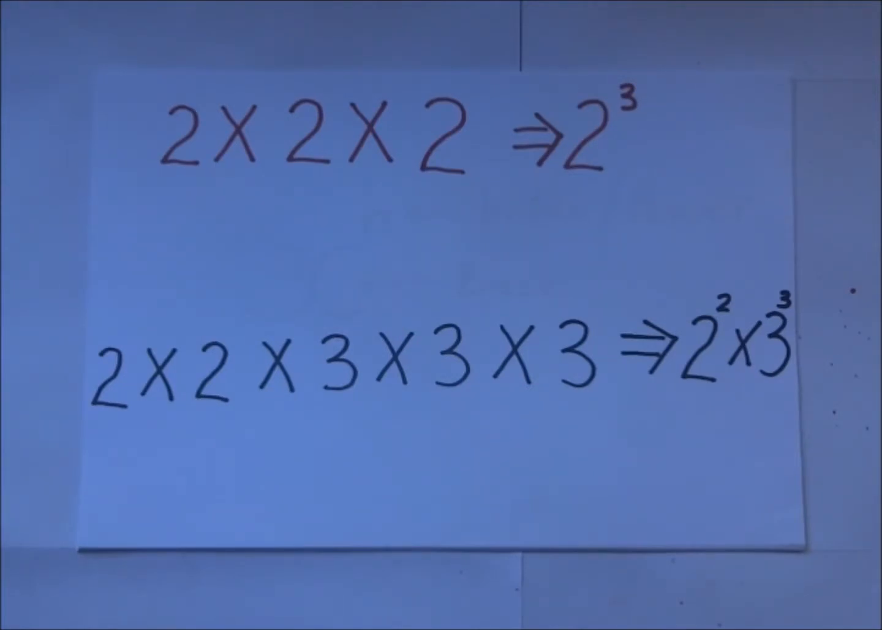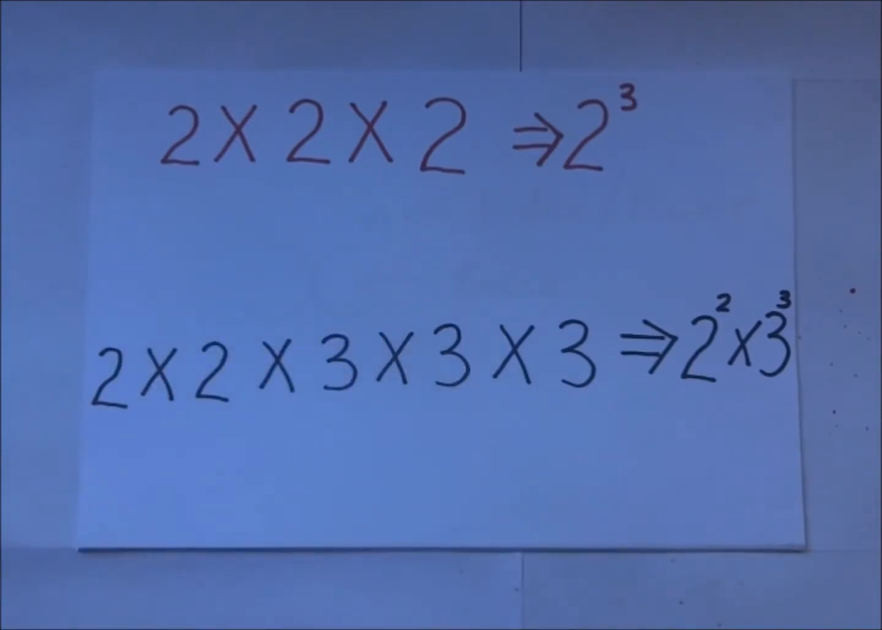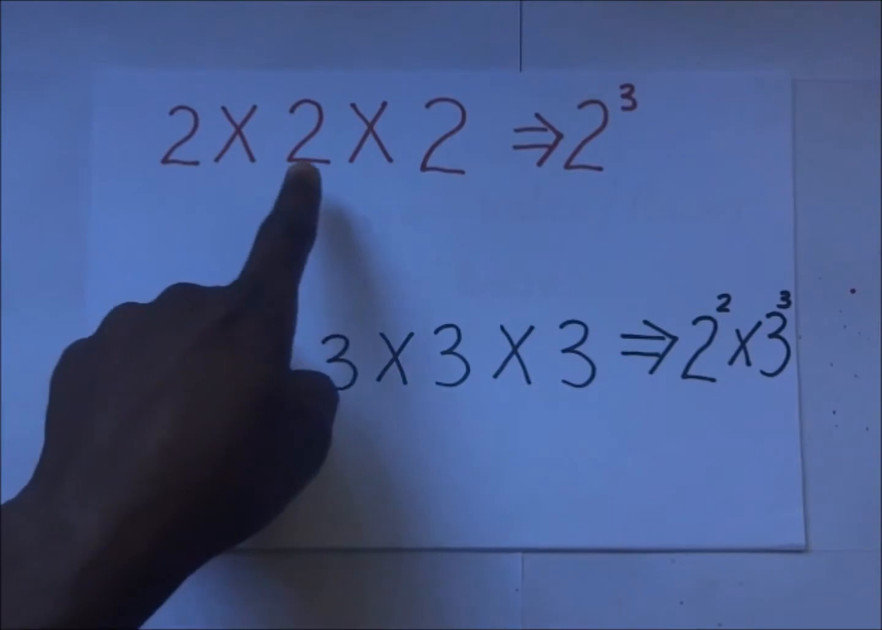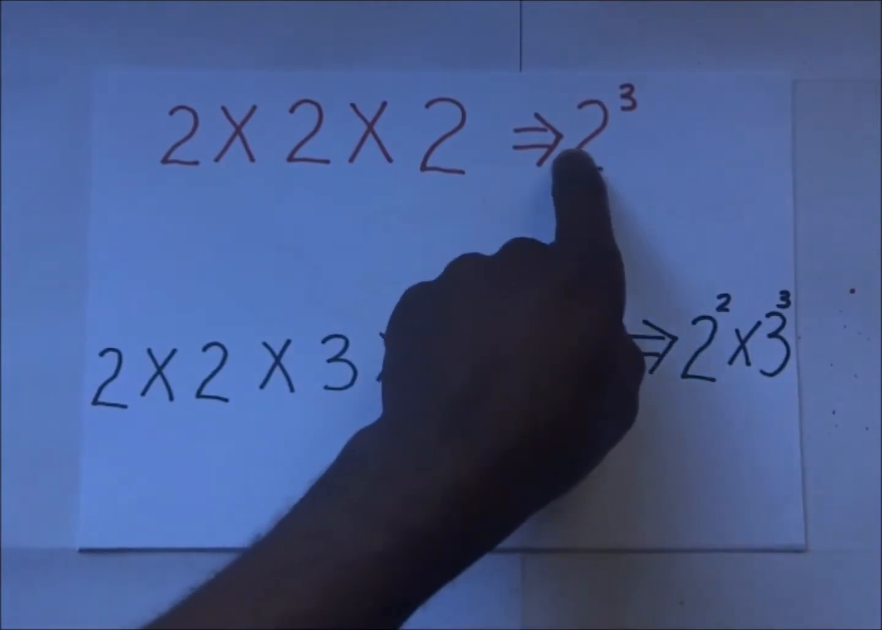Indices actually arise from the multiplication of similar factors of a given number a number of times. For example, right in front of your screen, we have 2 times 2 times 2. If you look at that, 2 has been multiplied 3 times. That's why we are calling it 2 to the power 3.